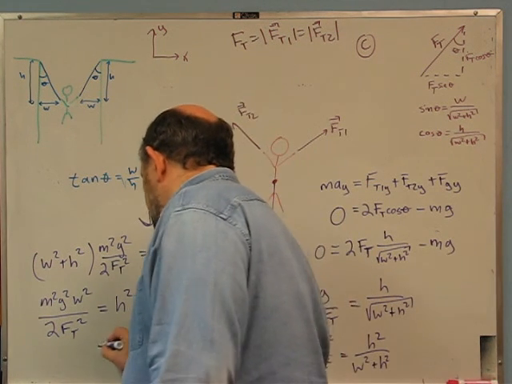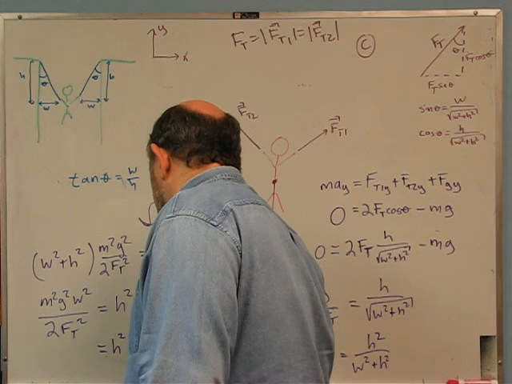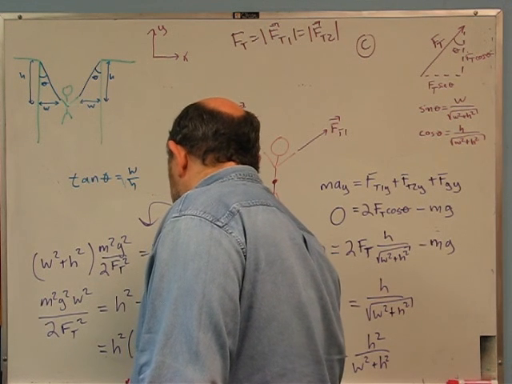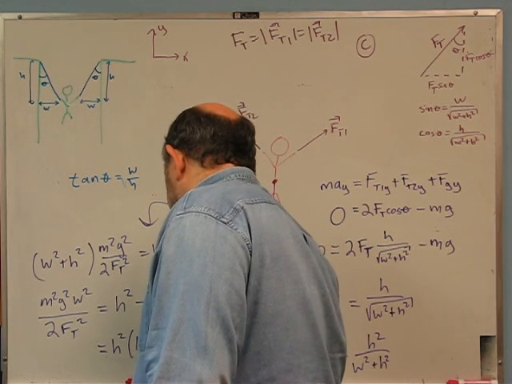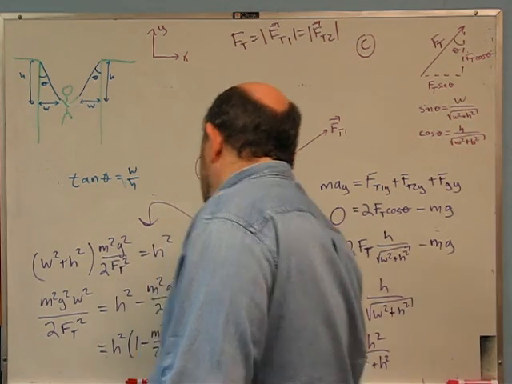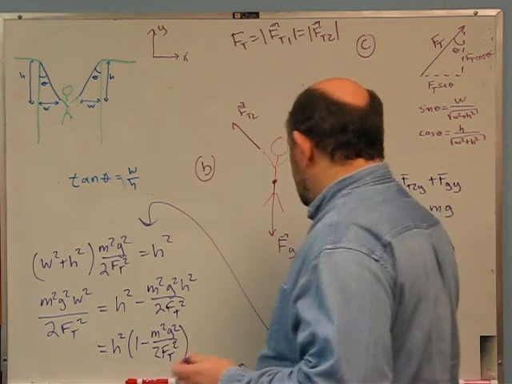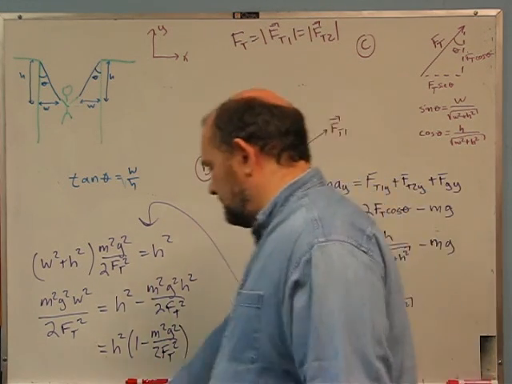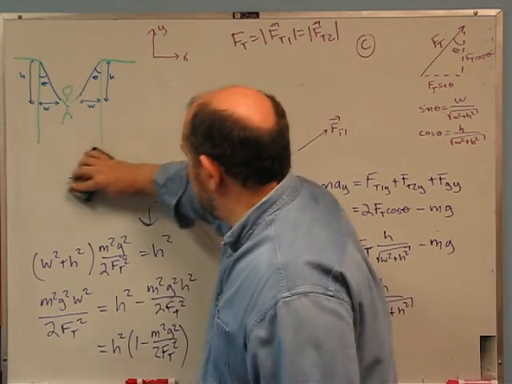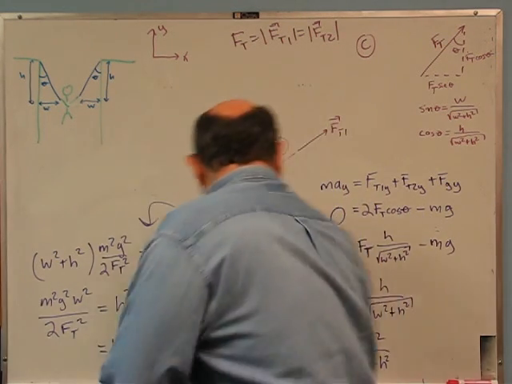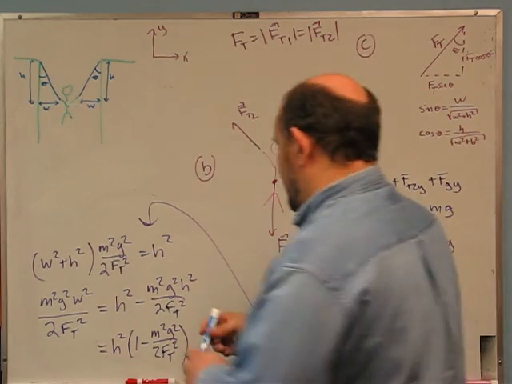Now I'm going to factor out my h squared, so it's h squared times 1 minus m squared g squared over 2ft squared. All right, and now I've got what I need. Having run out of space horribly, I'm just going to erase this. I don't need that anymore. Board management fail big time.